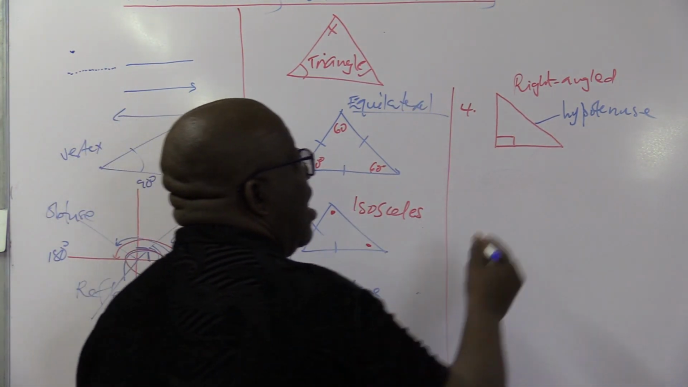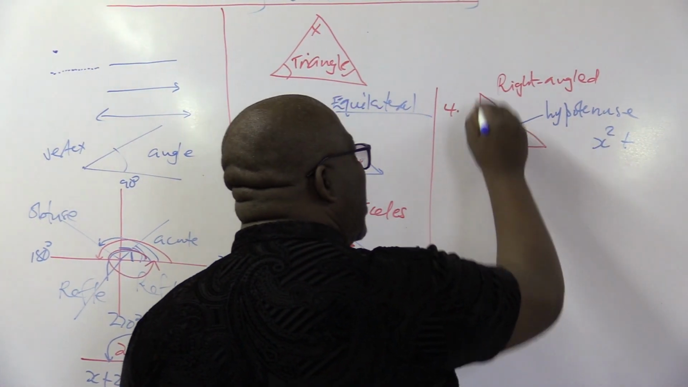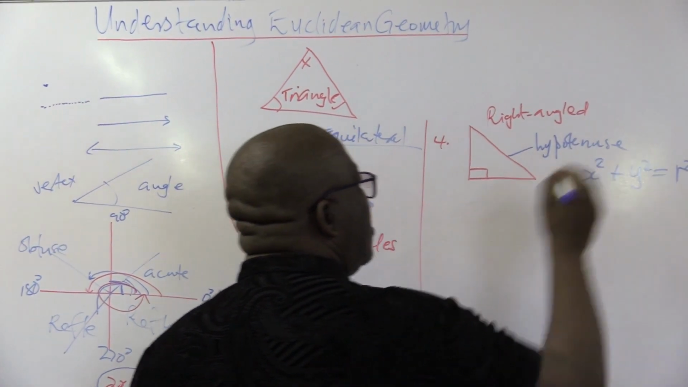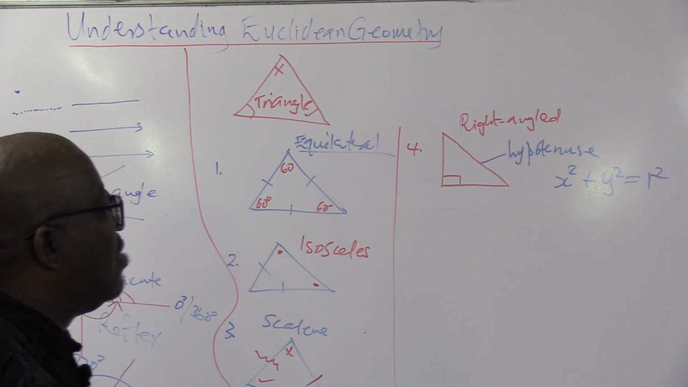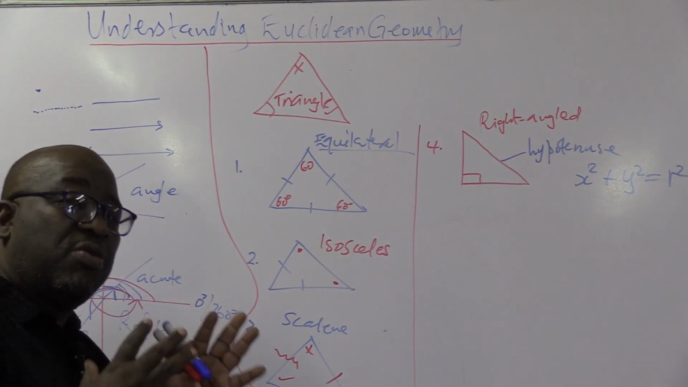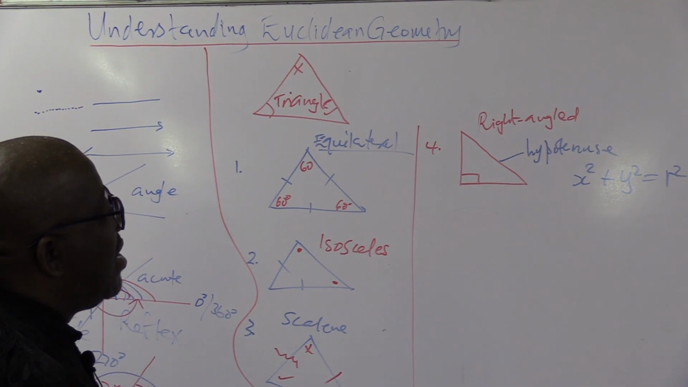Others will even say x squared, which is this side, plus this side, which is y, y squared, is equal to r squared. This will be your theorem of Pythagoras. That's what it literally means. But you must understand that the square on the hypotenuse is equal to the sum of the squares on the two other sides. Right, that's a right-angled triangle.